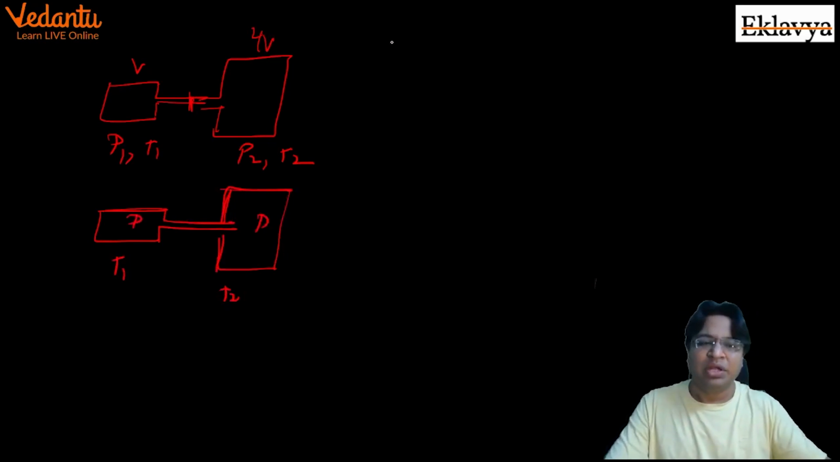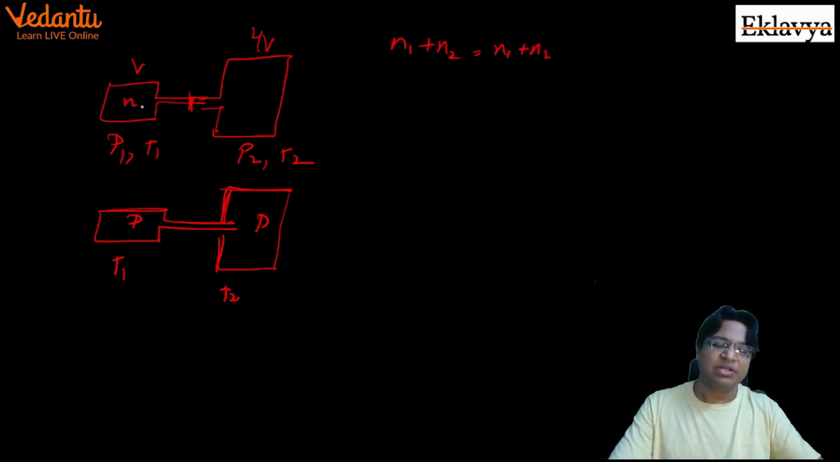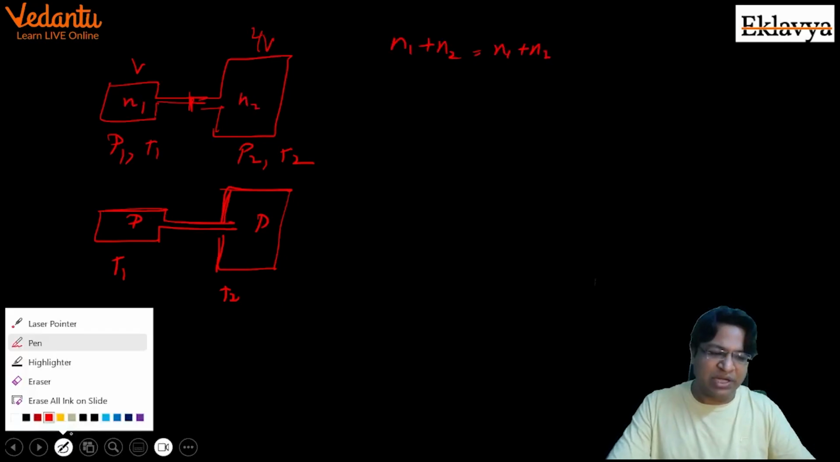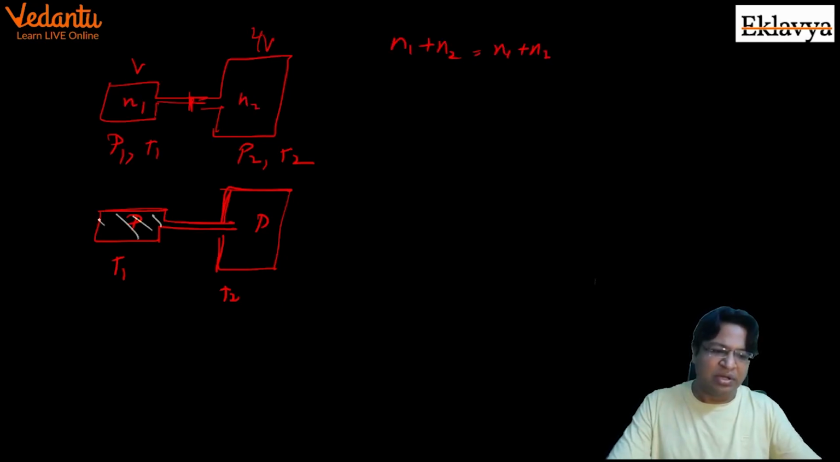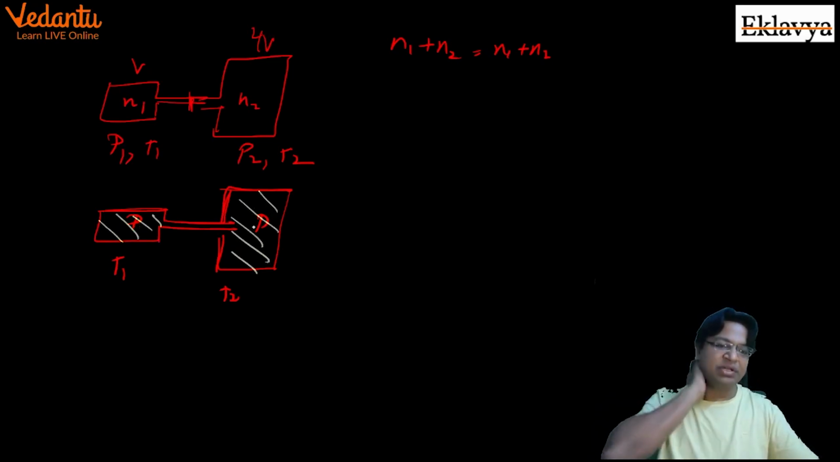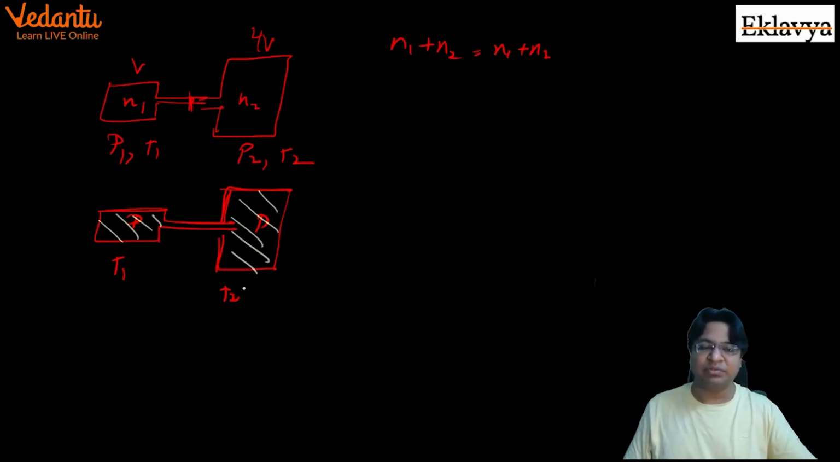So what do we do? I'm going to write N1 plus N2 is equal to N1 plus N2. So the number of moles present here was N1. Let's say it was N2 here. Eventually, some different amount of moles would be present here, but the total number of moles is going to remain the same.